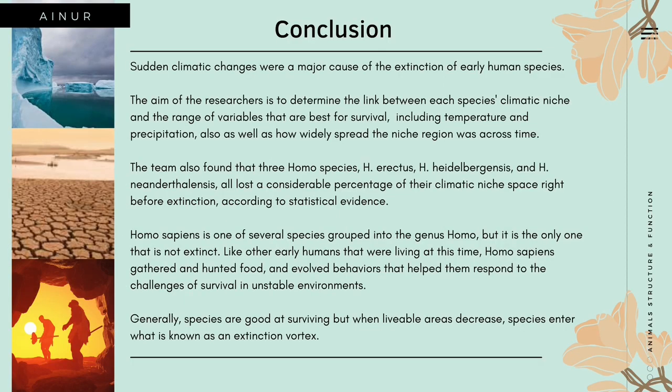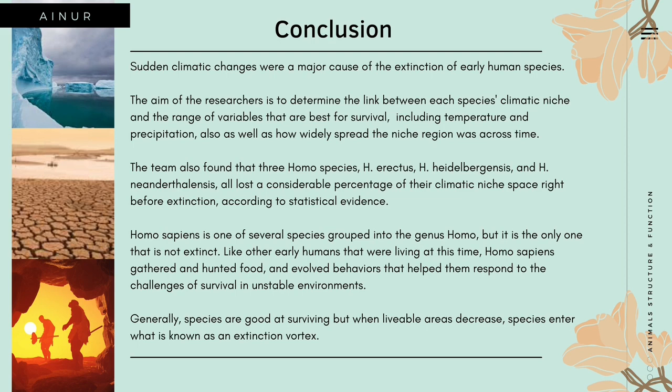Sudden climatic change was a major cause of the extinction of early human species. The aim of the researchers is to determine the link between each species' climatic niche and the range of variables that are best for survival, including temperature and precipitation, as well as how widely spread the niche region was across time. The team also found that the three Homo species, Homo erectus, Homo heidelbergensis, and Homo neanderthalensis, all lose a considerable percentage of their climatic niche space right before extinction, according to statistical evidence.